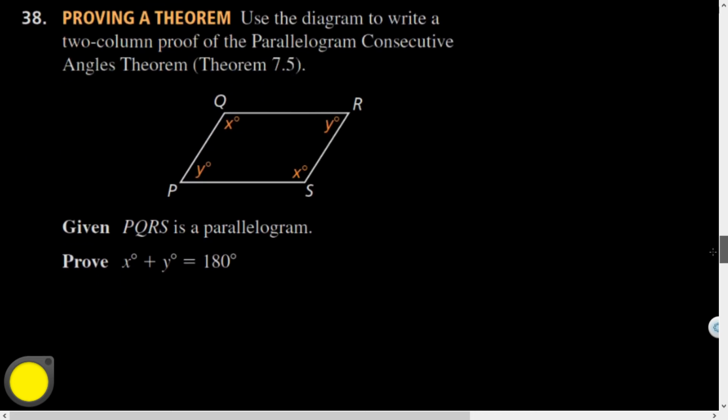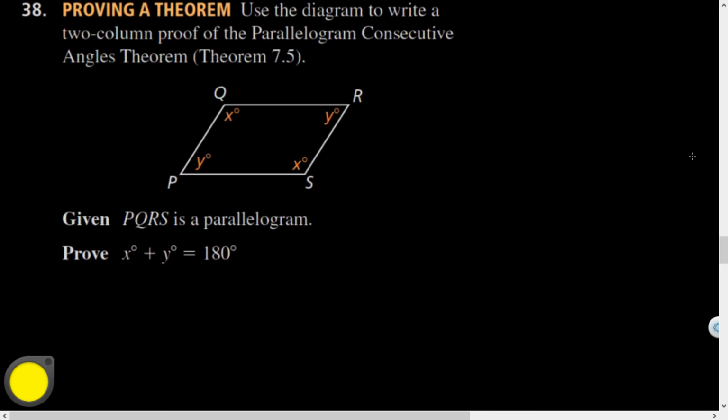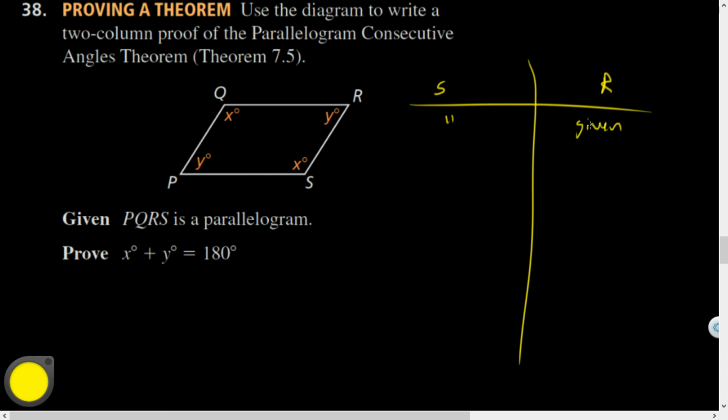Where's my slider? There we are. Last question. Let's prove the parallelogram consecutive angles theorem. All right, so let's see if we can prove that. Statement, reason, like so. What do I got to do here, you think? Let's start with our givens. This is a parallelogram, is the given.